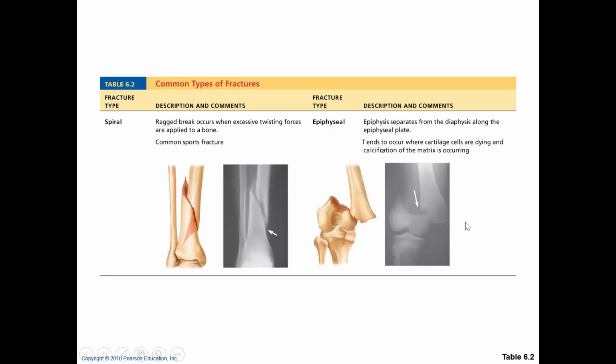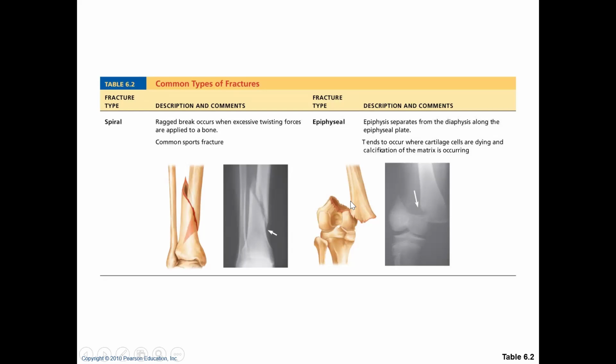Spiral. Well, this one's common in sports where you may see someone try to change their position quickly and change directions, or attempt to, and the bone can't take that resistance and it fractures in a spiral way. So that's a spiral fracture.